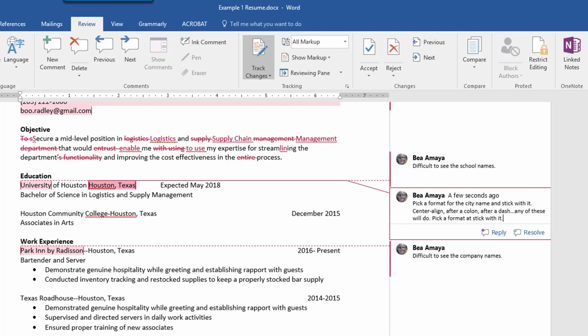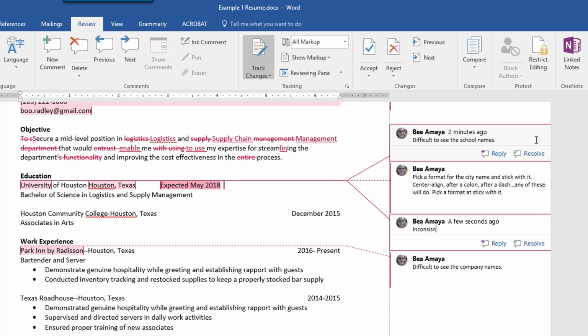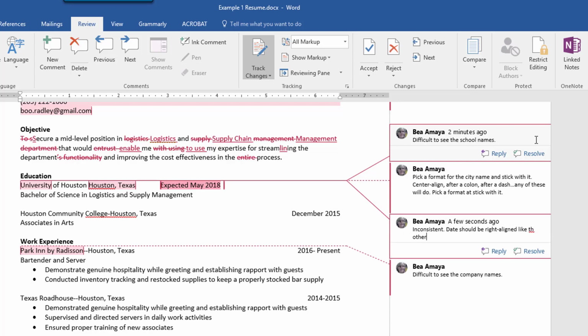All right, hopefully that's going to be helpful. We have a comment to put on this one, and that is inconsistent. Date should be right aligned like the others. Okay, so we need these to match up going down the page. All right, so hopefully he'll be able to straighten some of this up so that I can easily see that he shows two educational system entries here and the details about them.